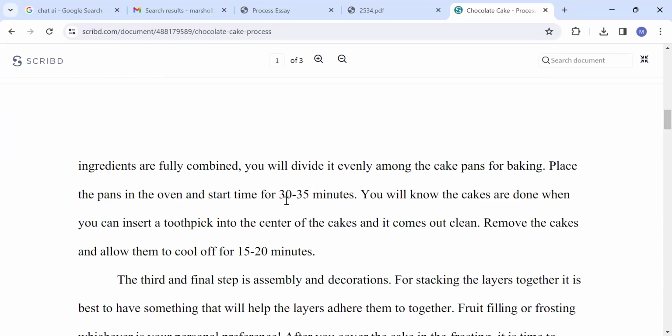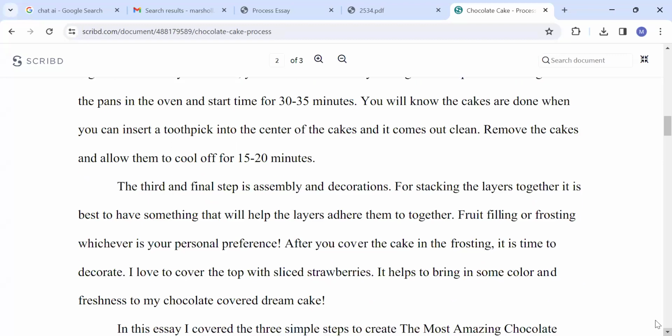Place the pans in the oven and start the timer for 30 to 35 minutes. You will know the cakes are done when you can insert a toothpick into the center of the cake and it comes out clean. Remove the cakes and allow them to cool off for 15 to 20 minutes.